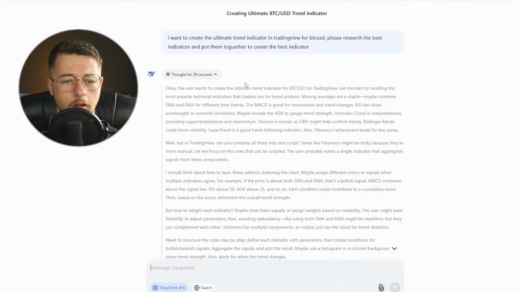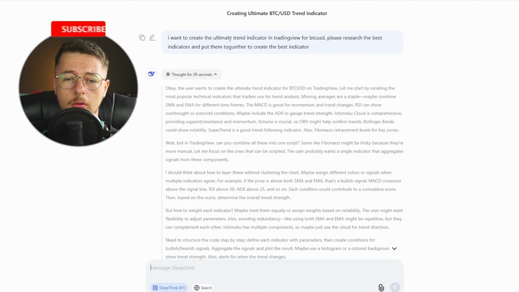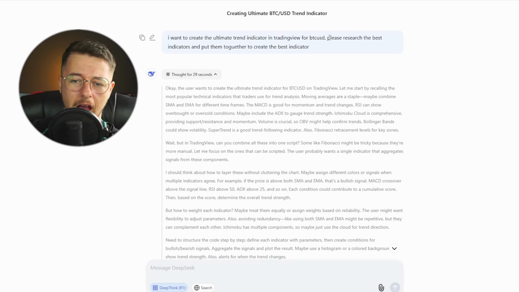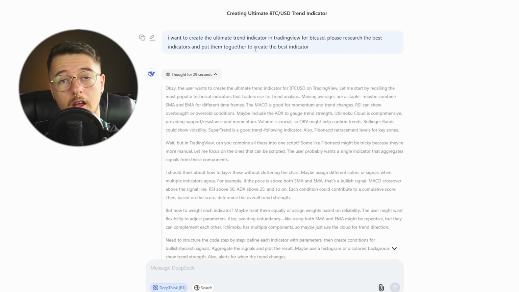I wanted to test out to see if DeepSeek was capable of creating a trading strategy from scratch, and believe me, it is incredible. I started off just by saying I wanted to create the ultimate trend indicator for TradingView for BTC USD, and I asked it to research the best indicators and put them together to create the best indicator to basically later create the strategy.